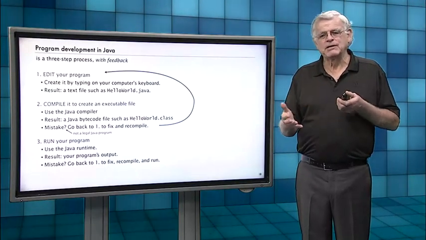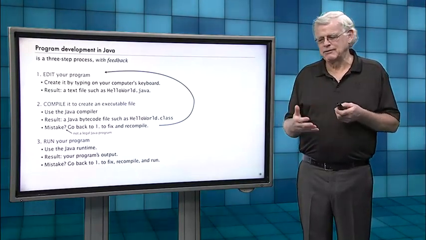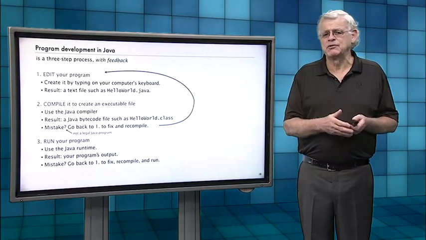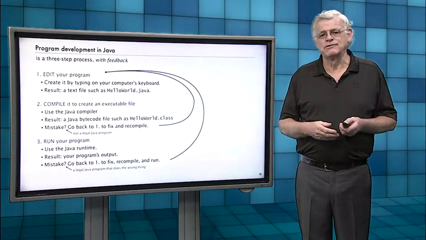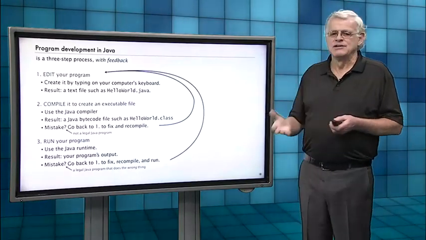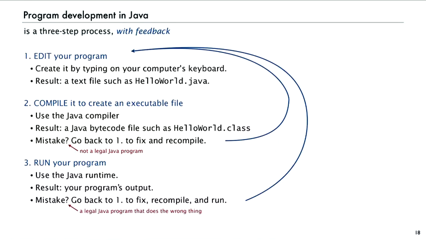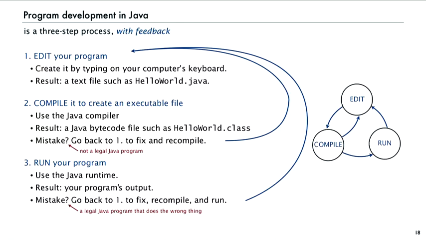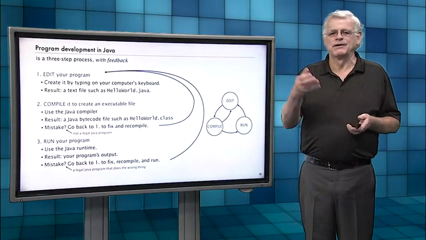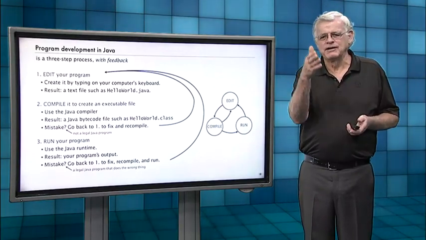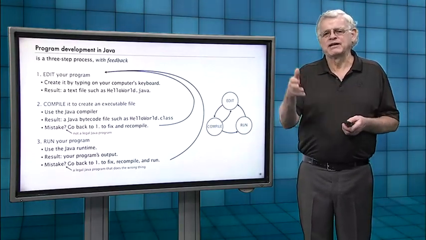Now again, maybe your program isn't doing exactly what you thought it was doing, and there might be a mistake. If there's a mistake in the program, then you have to go back to step one to fix it. In this case, you've got a legal Java program, but it's doing the wrong thing. You still have to go back and change the text file, and then recompile it, and then run it again to see if there are no mistakes. So it's a little three-step process with feedback where usually you edit, compile, and run, and if there's ever a mistake, you have to go back and edit again.